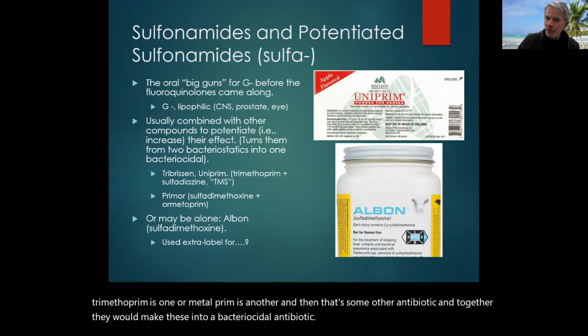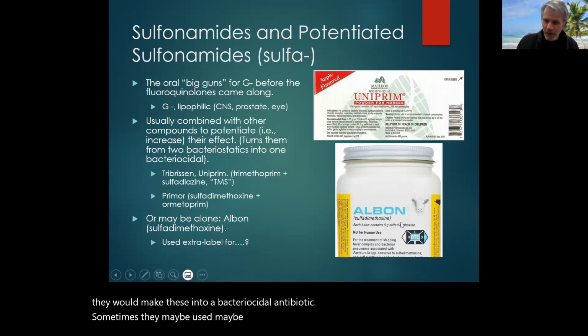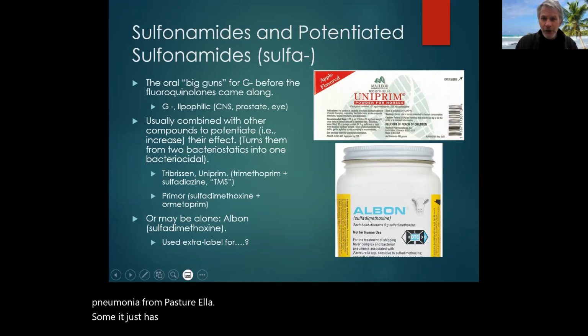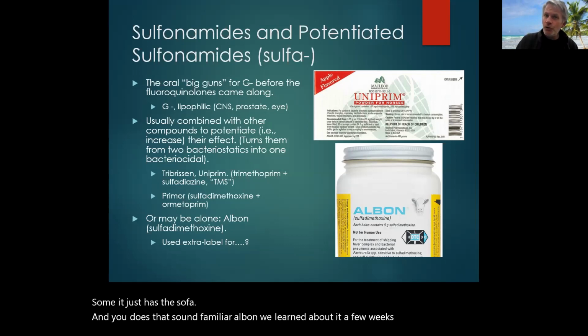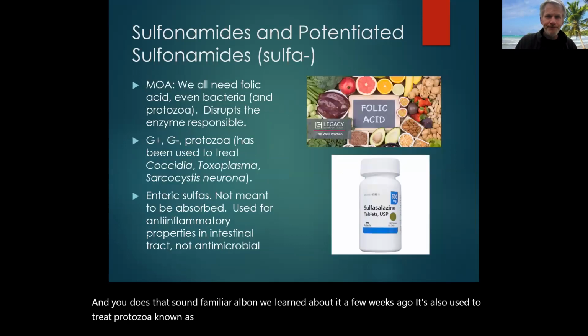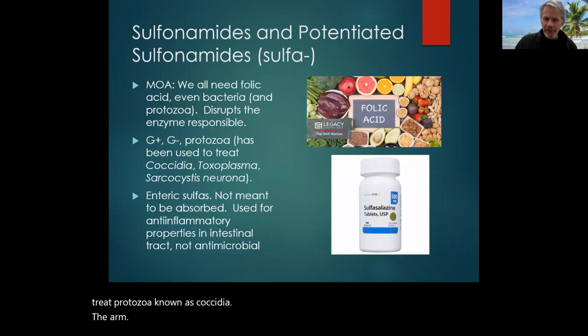Sometimes they may be used alone, like Albon. You see, it's used to treat bacterial pneumonia from Pasteurella. It just has the sulfa. And does that sound familiar? Albon. We learned about it a few weeks ago. It's also used to treat a protozoa known as Coccidia.